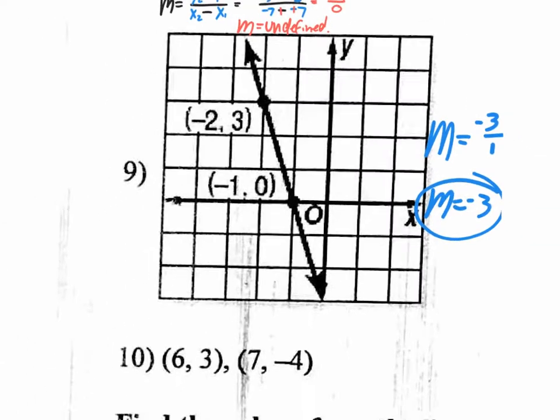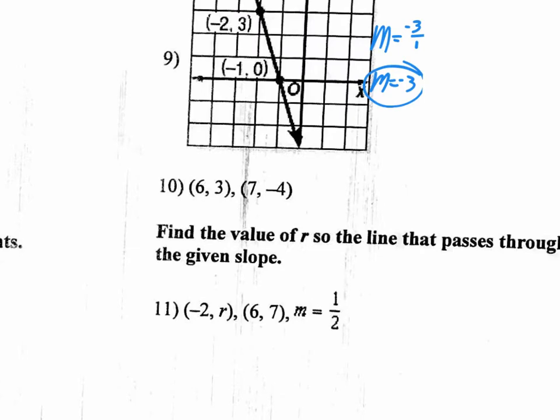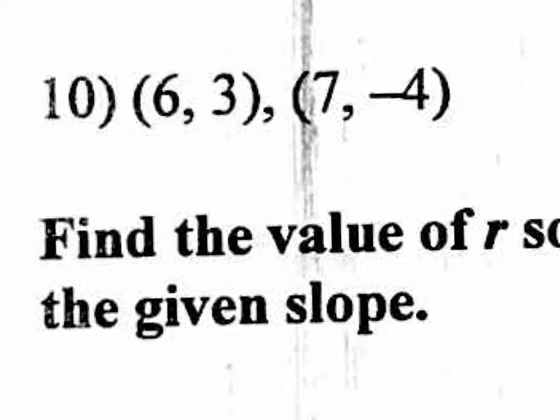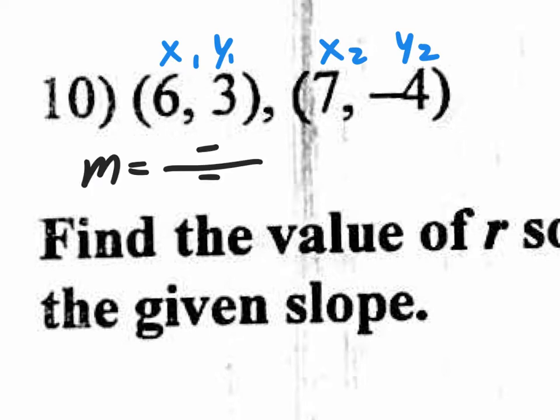We're going to ace this test so far? Yes. Okay, how about number 10? Should I do it, or is that a waste of time since you guys already know slope formula? Move on to a different one or do it? Let's do it. Label them. I'm just going to leave the slope formula blank, and I'm going to plug in my values. y2 is -4, y1 is 3, x2 is 7, x1 is 6.